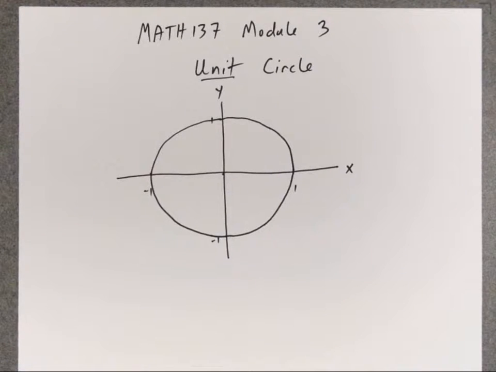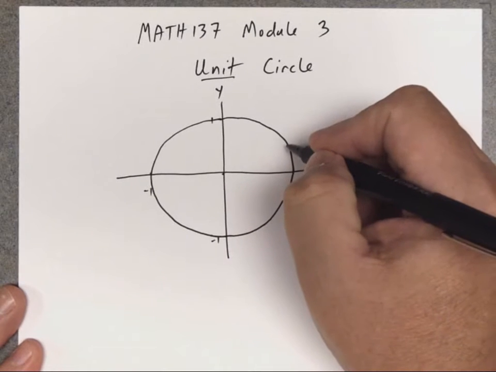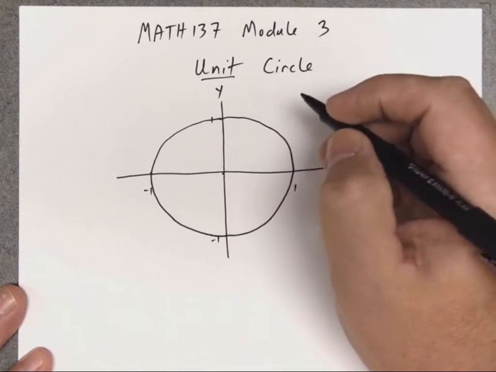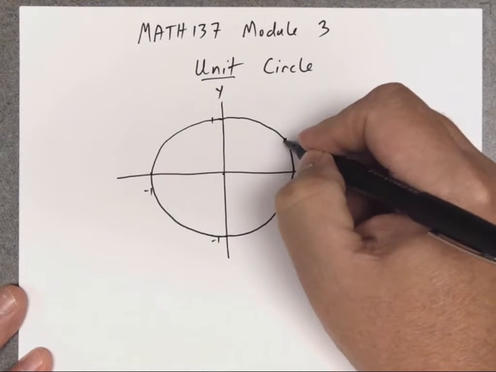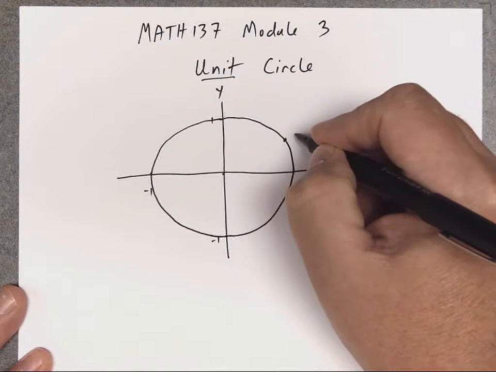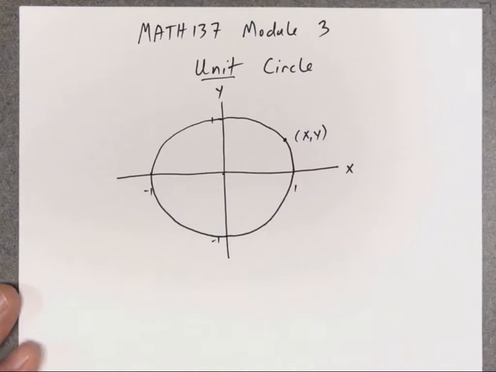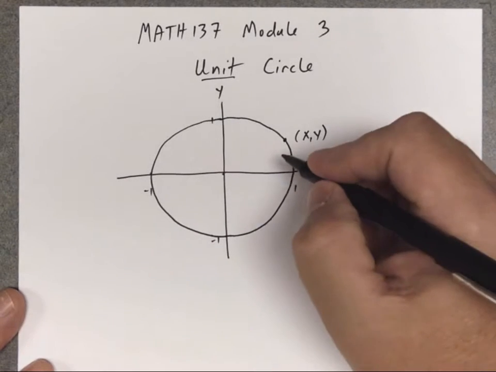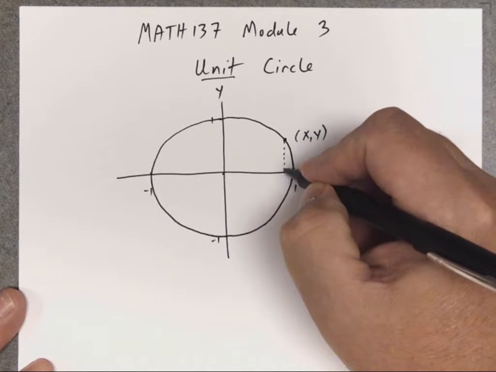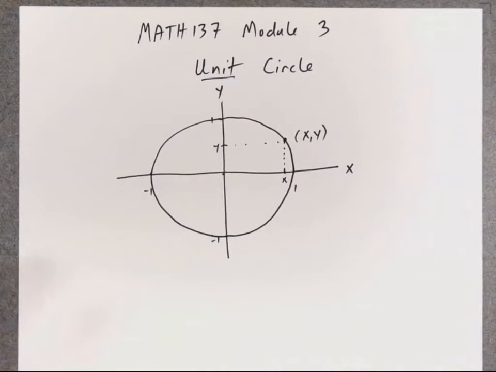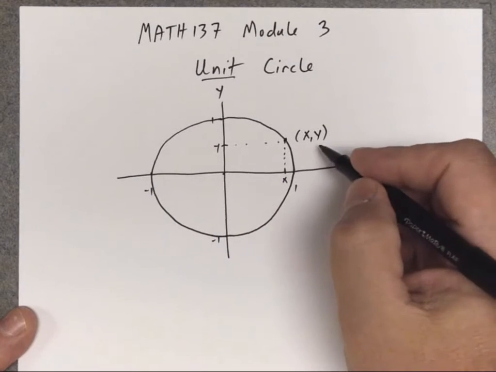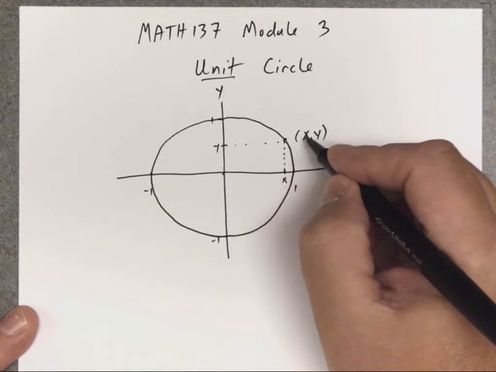All right, so how does this relate to trig? Well, what I'm going to do is choose a point on this circle. And actually, I'm going to choose a point right here. Now, anytime we have a point on a graph, we have the value of x and the value of y, right? Here's the value of x, and here's the value of y. It's a point on the graph. It happens to also be on the circle, but it just has an x and a y.